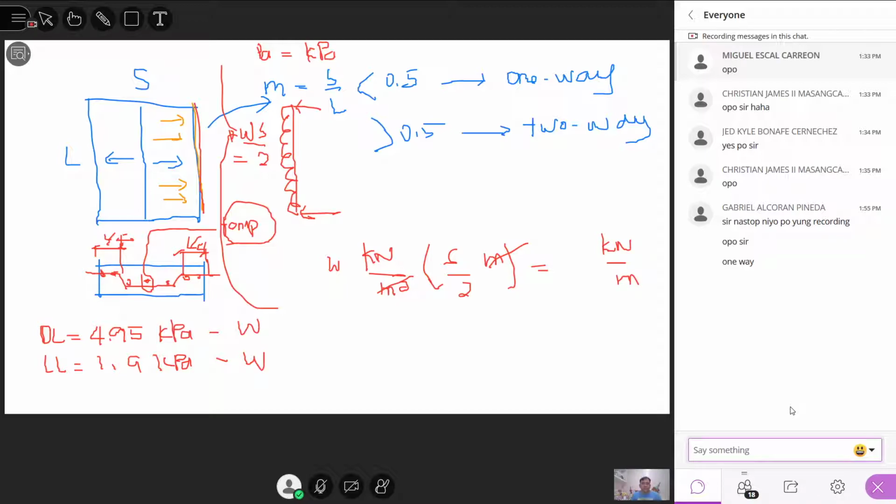That is how the load gets transferred, moving in this direction and in that direction. Okay, so that is the reaction of a one-way slab. Now, when we consider the reaction of a two-way slab.